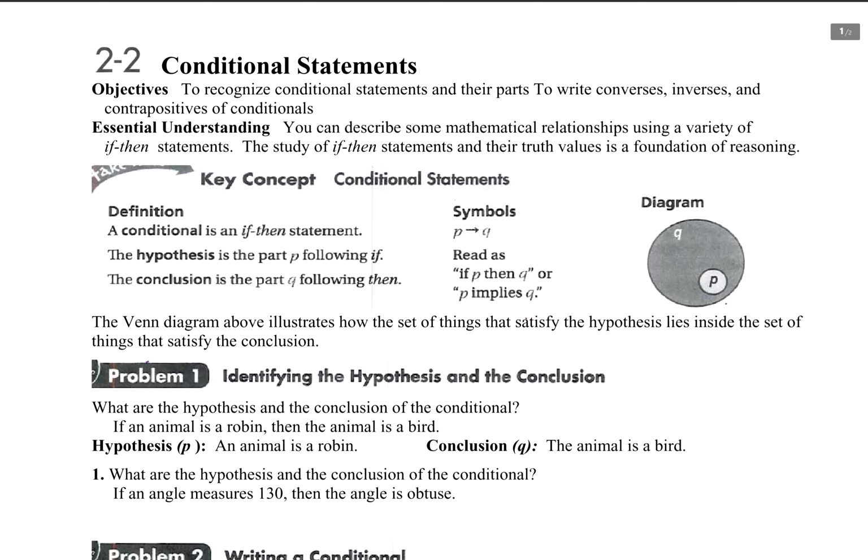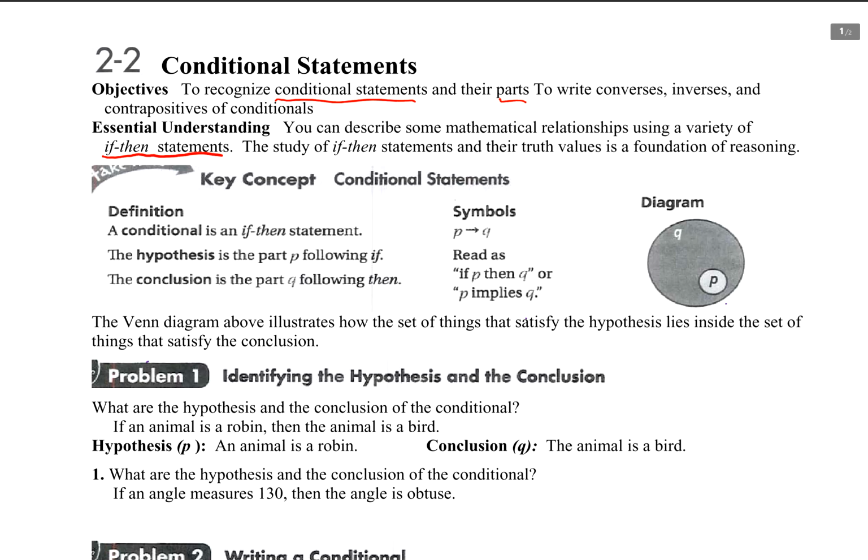2.2 Conditional Statements. Our objective in this lesson is to learn about conditional statements and their parts, and we will get into all of those. What you should have noticed with a lot of our postulates and things that we have been doing is that we have been using if-then statements. Now, these should not be new to you.